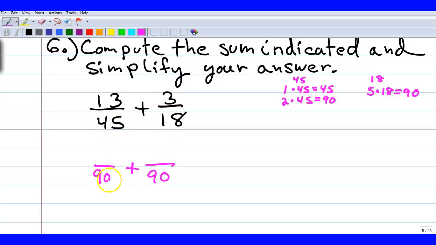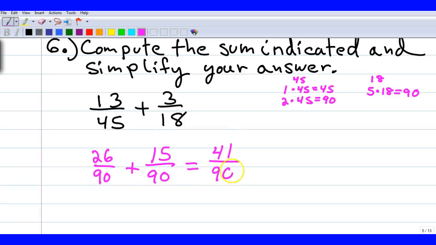The 45 was made into 90 by multiplying it by 2. So I multiply the top by 2 as well. This creates a 26. I now come over and look at the other side. The 18 was multiplied by 5 to make 90. So the top gets multiplied by this as well. So 5 times 3 to make 15. I'm now ready to sum these together. 26 plus 15 is going to make 41.